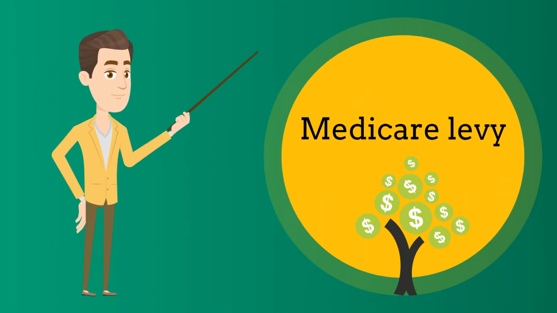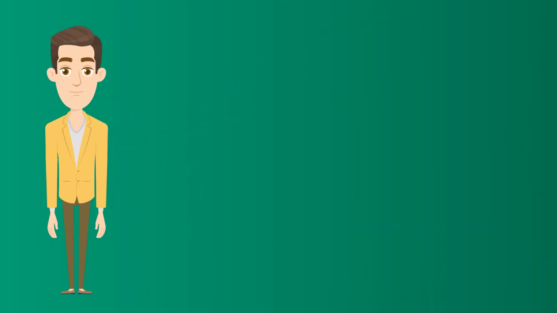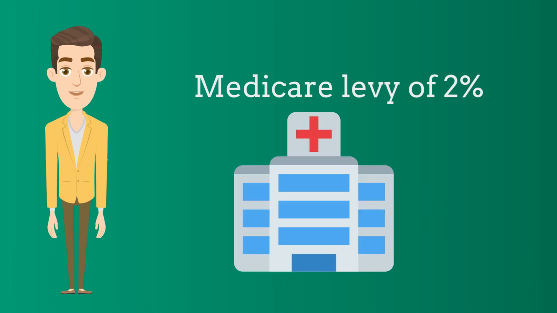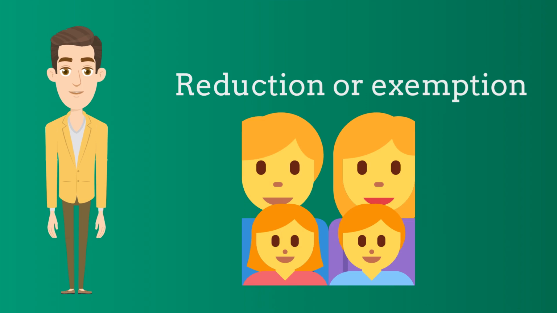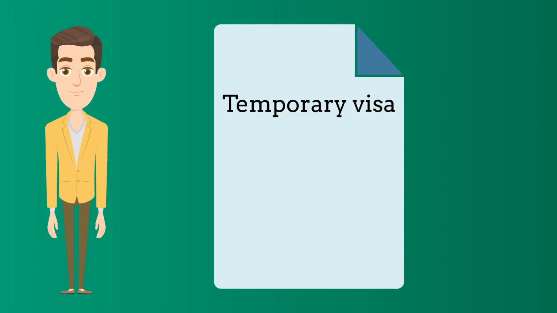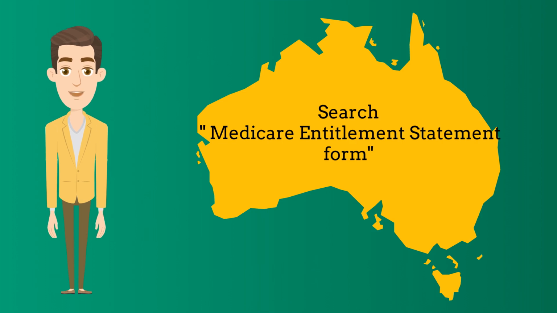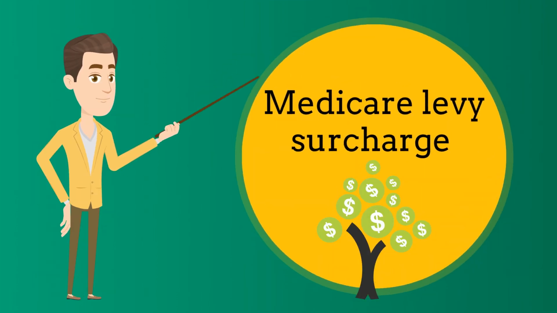Medicare levy. You will also be taxed as part of your tax return for a Medicare levy of 2%, which is based on your taxable income. This levy is your contribution toward Australia's public health system. However, you may get a reduction or exemption, depending on you and your spouse's circumstances. Please note, if you have a temporary holding visa, you can apply for an exemption by submitting the application for a Medicare entitlement statement together with your passport and visa statement to the Department of Human Services. The application form can be found here.